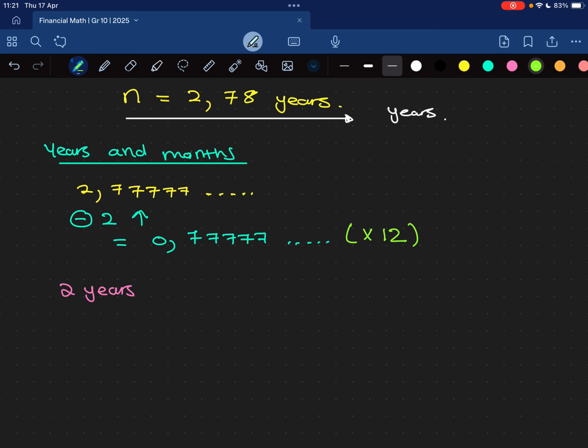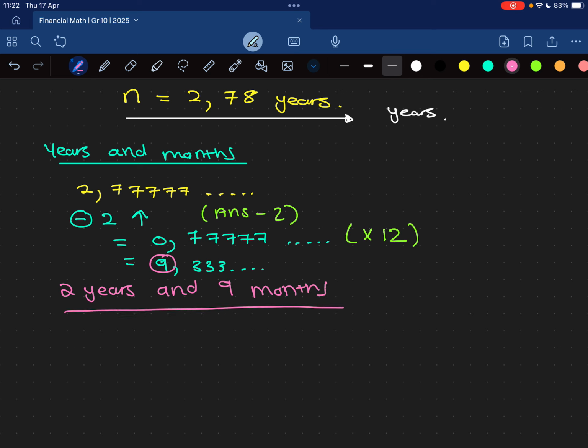So you take that, you minus 2 to get 0.777. Make sure you use the answer feature again on your calculator. So you'll just say answer minus 2. And then again, you're going to say answer times 12. And you should get an answer of 9.333..., which means that it's going to take 2 years and 9 months. Okay, and you can leave it like that.